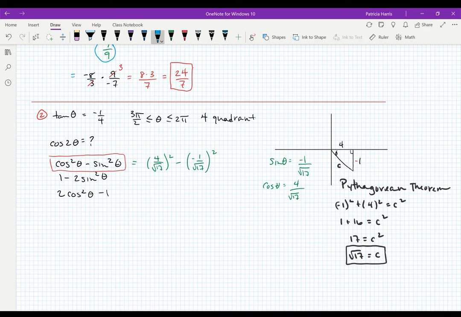So I get 16 over 17, minus 1 over 17. And look, I have common denominators, so 15 over 17 is my final answer. Okay? All right.